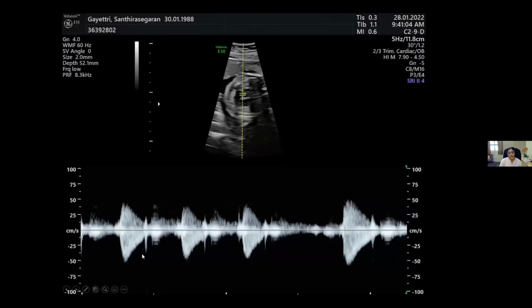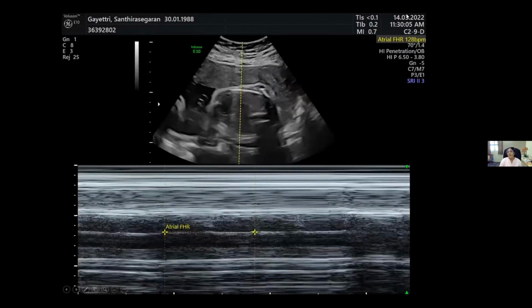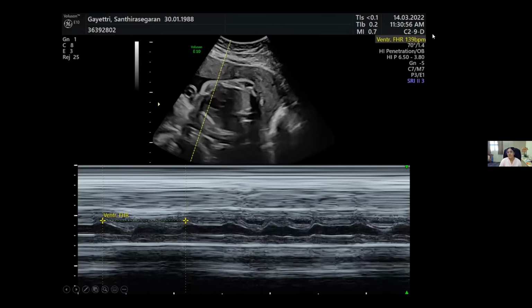So this is the ultrasound picture of the patient. See, on 28th of January, there was a heart block. So this is the ventricular rate, which is about 95 beats per minute. However, on 14th of March, the heart rate became normal. The atrial rate was about 128 beats per minute. The ventricular rate was also around 139 beats per minute, became normal.